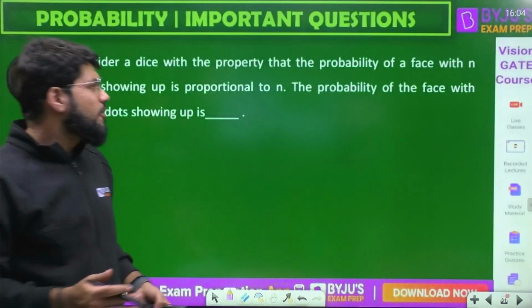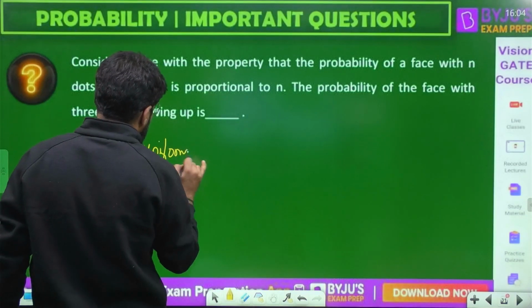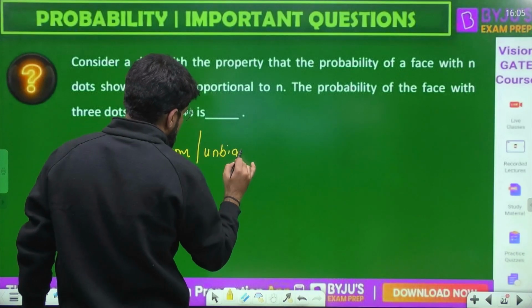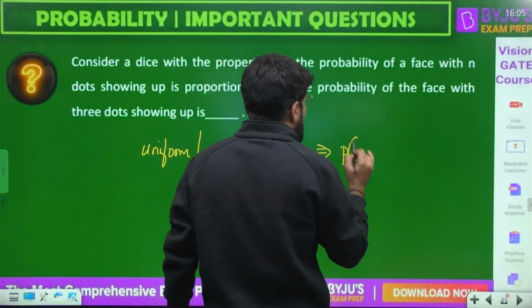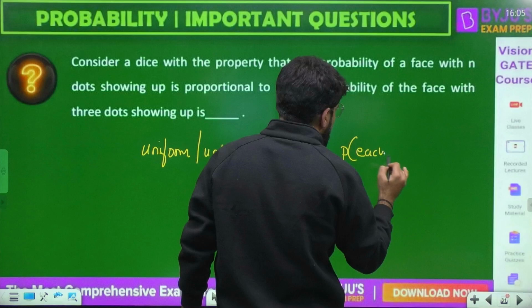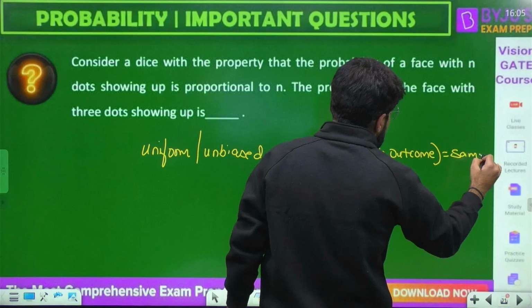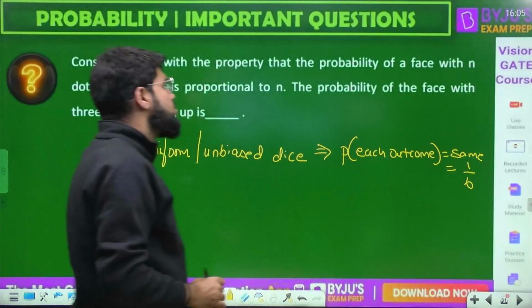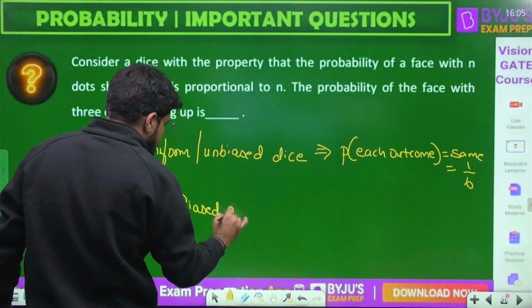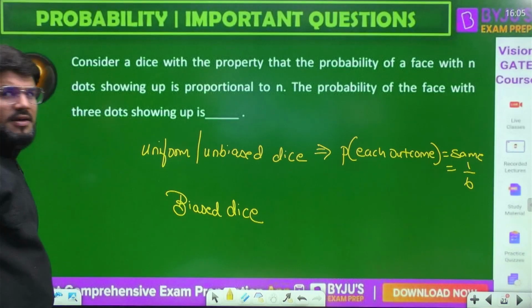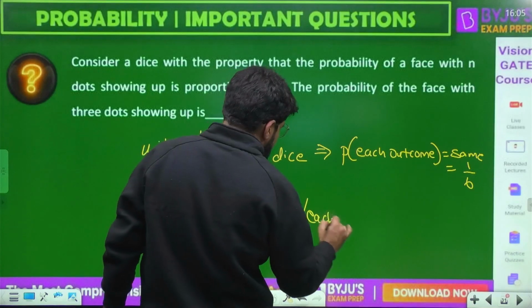When I say a uniform or an unbiased dice, it means the probability of each outcome is uniform, is the same, and that is 1 by 6. This particular dice that is given to you is a biased dice, in which the probability of each outcome is not the same.